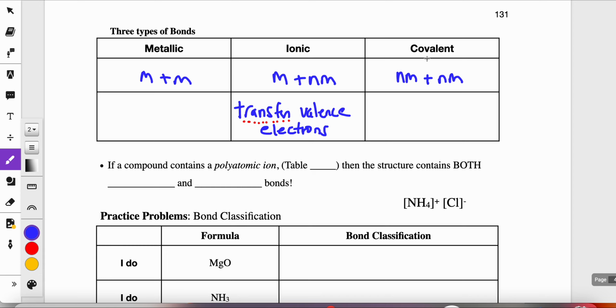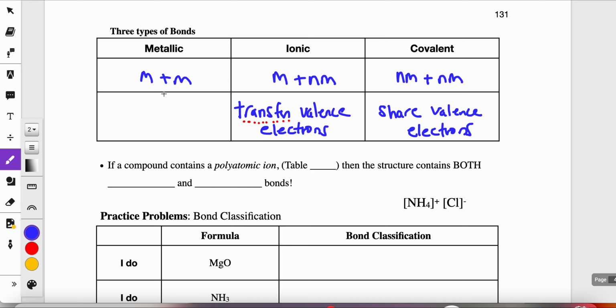Covalent, so co, that prefix like co-workers, co-captains. If you understand that prefix, it'll help you understand what's going on with valence electrons. In a covalent bond, the valence electrons are shared. So co, like co-captains, co-workers, they share the responsibilities. In a covalent bond, they share the valence electrons.